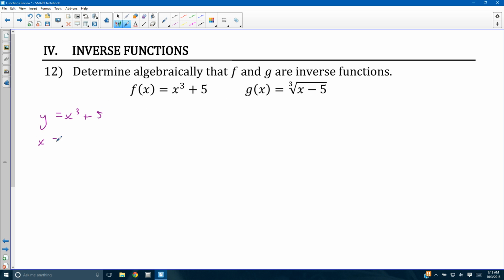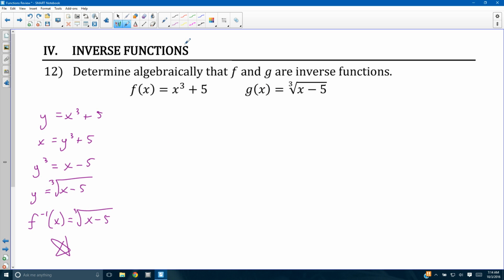Start there, swap x and y, solve for y. And when I solve for y, I better get this back out. So subtract 5, take the cube root of both sides, cube root of x minus 5. So the inverse function of f is cube root of x minus 5. That matches with g of x. So far, so good. Let's go ahead and star it.